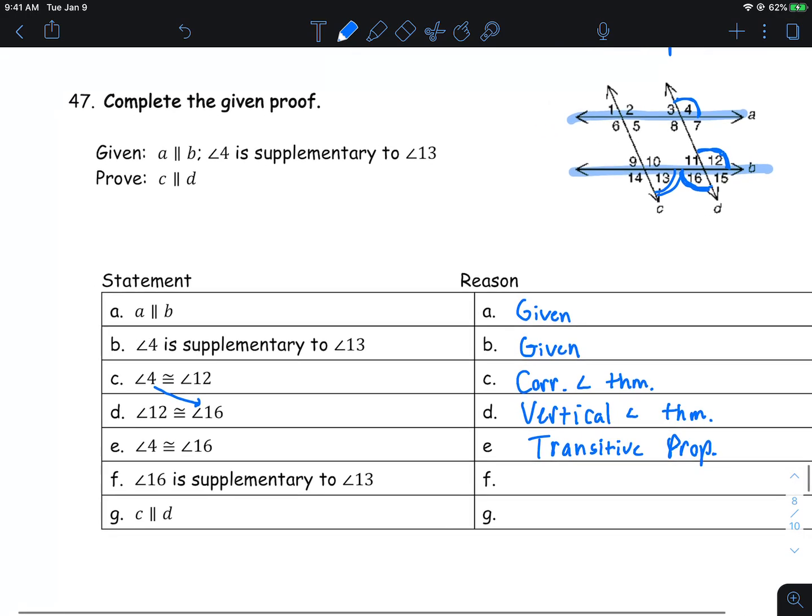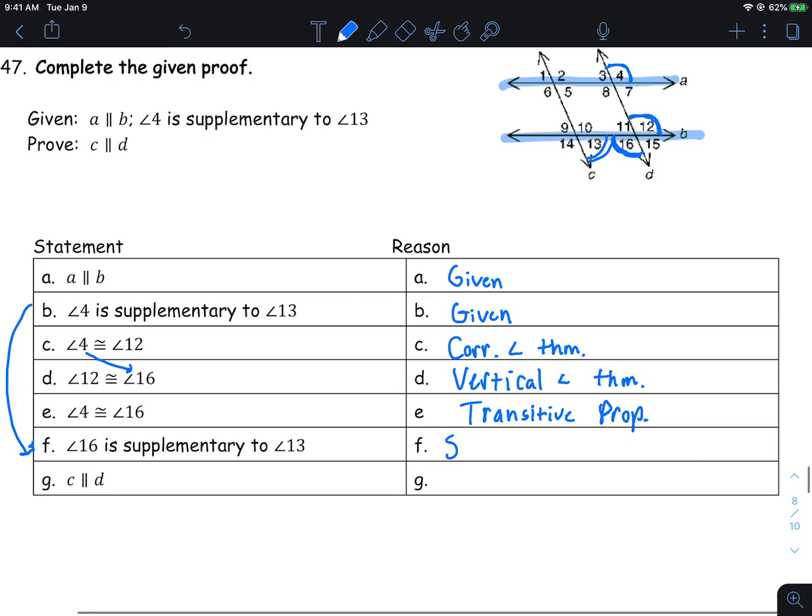Now this one's kind of weird. I don't know if we've seen one exactly like this, but I'm sure most of y'all will be able to track this logic here. So if we have 4 is supplementary to 13, and then 4 is congruent to 16, then we can say 16 is also supplementary to 13. One thing you can write here is the substitution property, like we're just going and swapping that out.